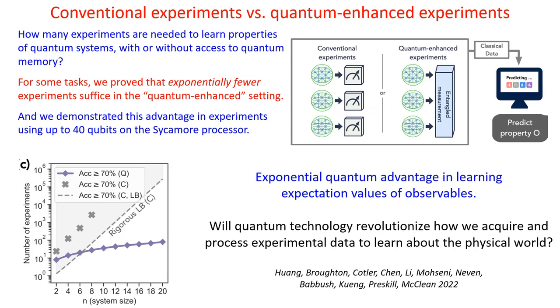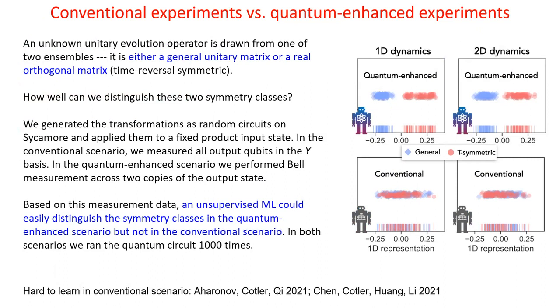One can also consider trying to learn properties of processes instead of states. So we did experiments on Sycamore of that type as well. In this case, we considered randomly selected quantum circuits applied to some fixed input state, and those circuits were drawn from one of two possible symmetry classes.